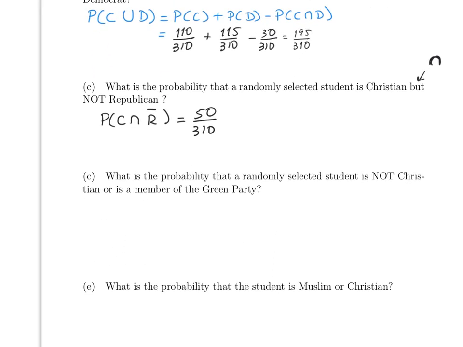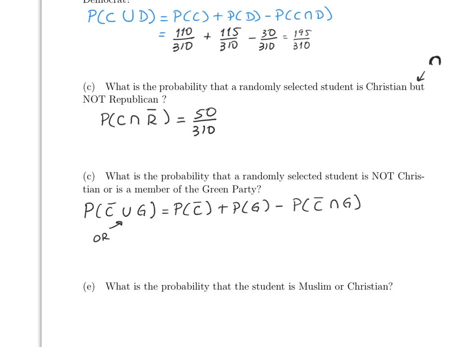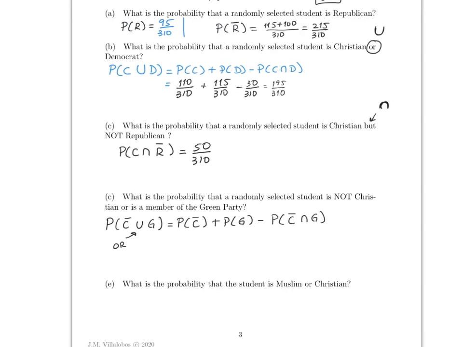The next one is not worded the best way possible, but this is what it means. It says, what is the probability that a randomly selected student is not Christian, or he or she is a member of the Green Party? So this is what it means. Then here you do need a happy face formula. So this will be the probability that somebody is not Christian plus the probability that the person is a member of the Green Party minus all the people that are not Christian but belong to the Green Party. All the information is on the table.